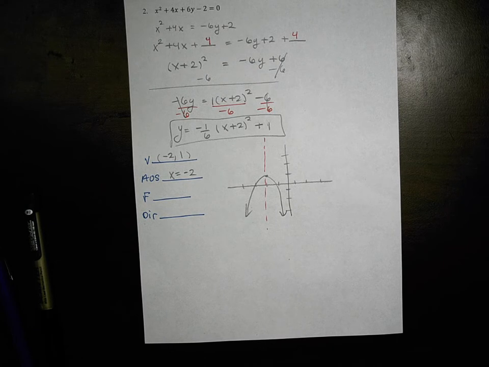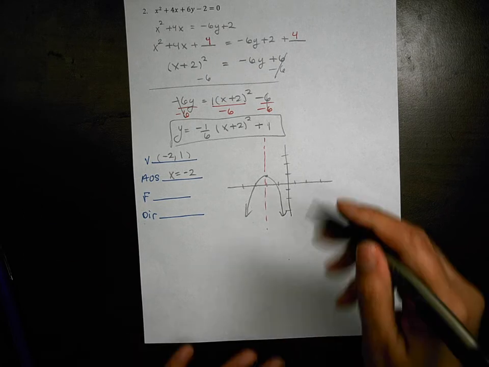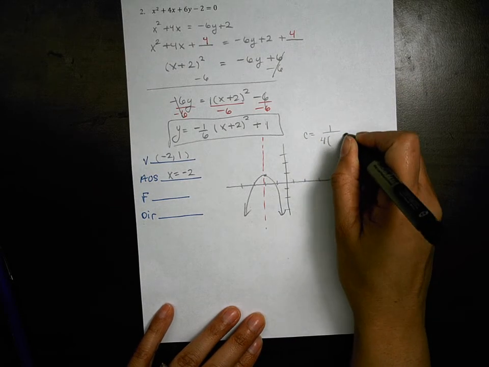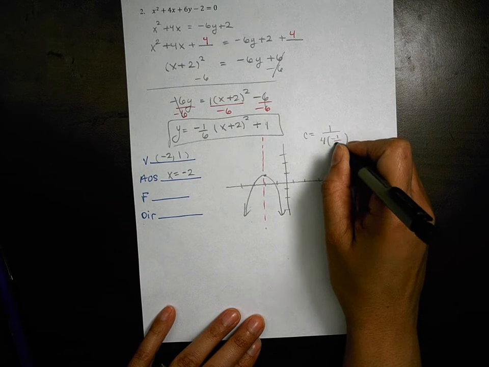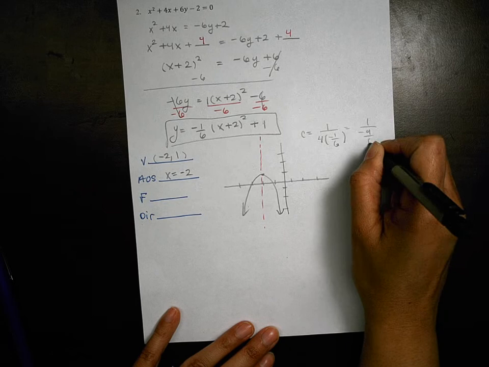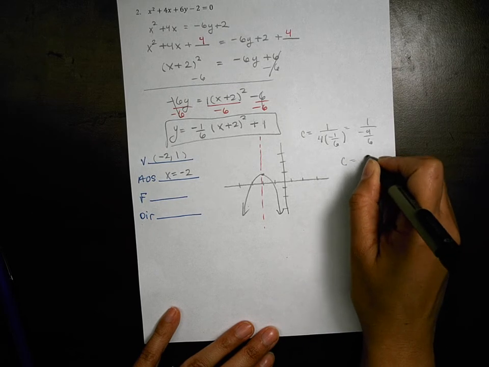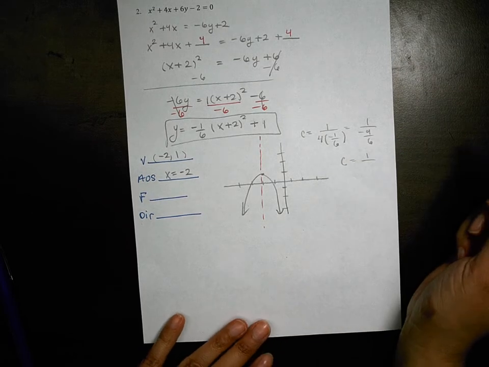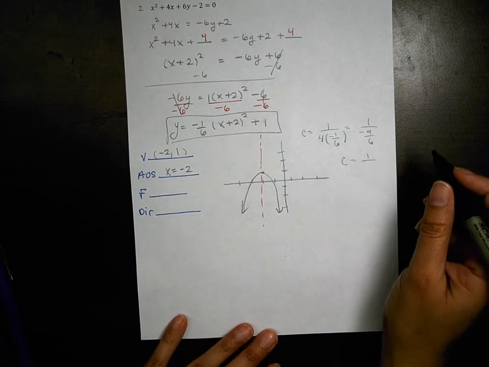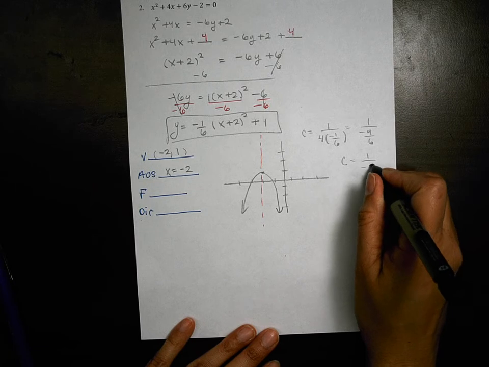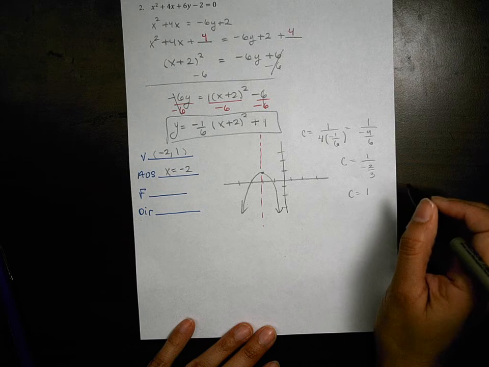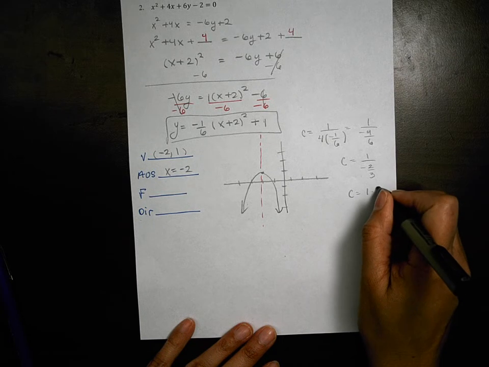C equals 1/4a. -4/6 reduces to what? -2/3? And that's +1 times -3/2.